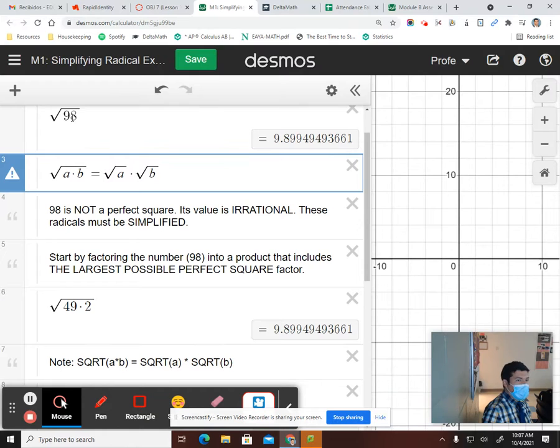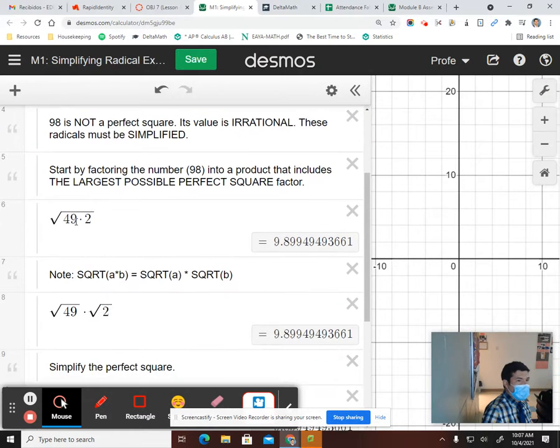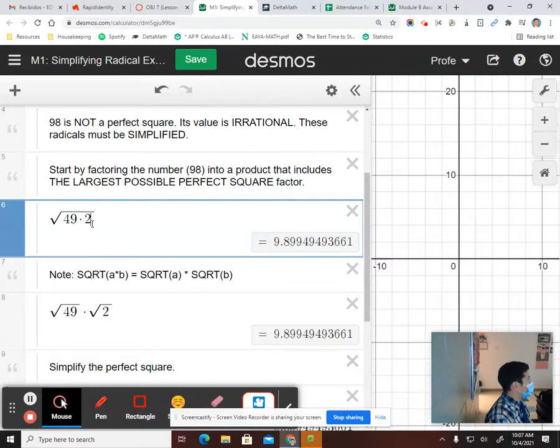So here I go. I'm going to factor the radical expression root 98 into the square root of 49 times 2. Okay? So that's the square root of 49 times 2. I double check. That still has a value of 9.89 or 9.899. Okay? So far so good.